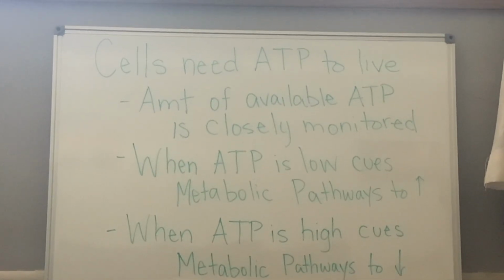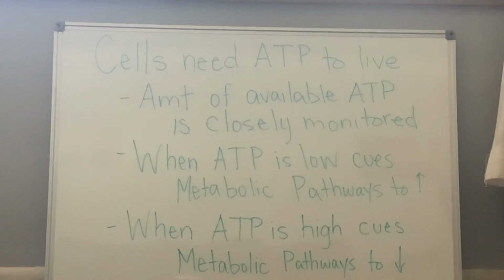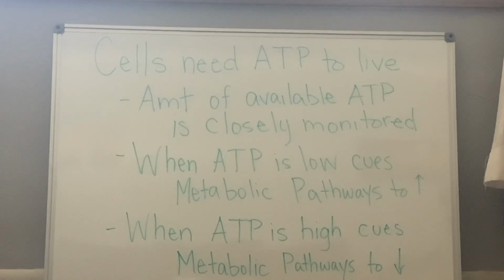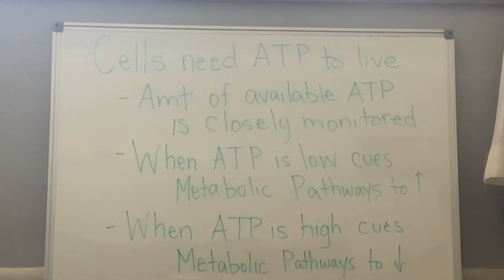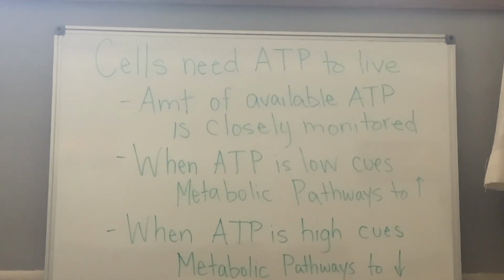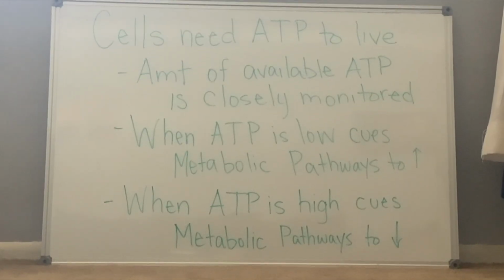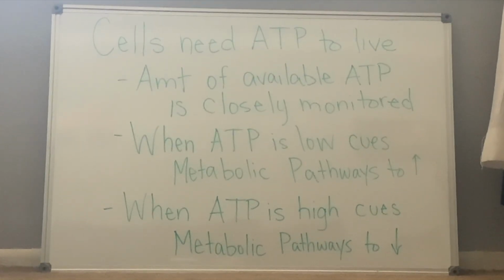When ATP is low, it cues metabolic pathways to increase ATP production, as opposed to when ATP is high, it cues metabolic pathways to downregulate ATP production. ATP production is decreased during resting conditions because ATP must be expended in order to create ATP.